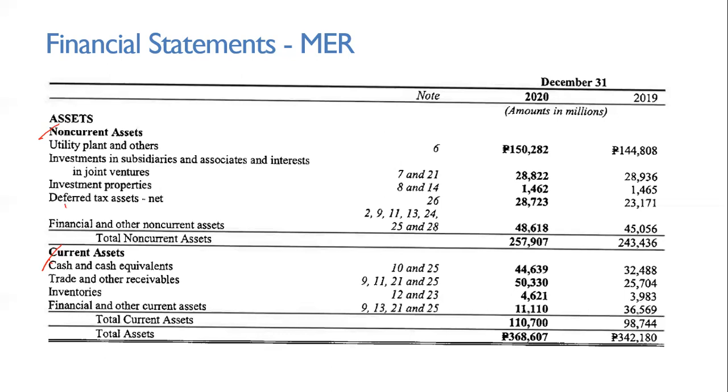Pero yung definition naman ng non-current assets and current assets, same pa rin. Okay? So if you look at the non-current assets, the main item there are utility, plant, and others. So these are all the PPE related to electricity distribution.